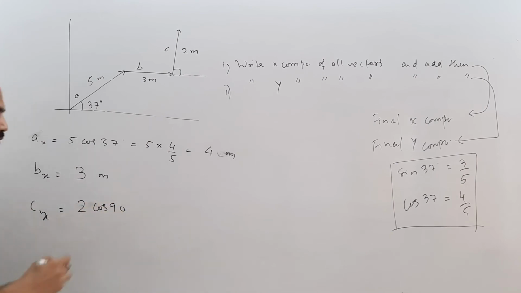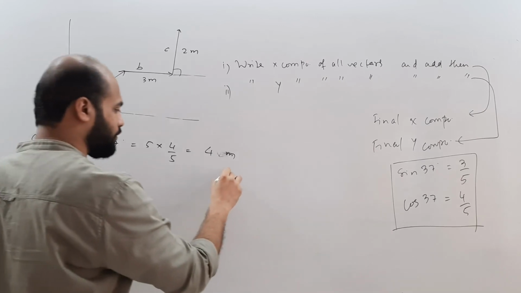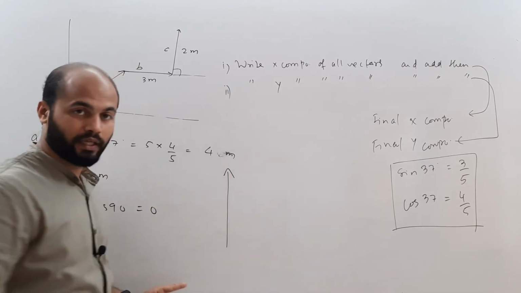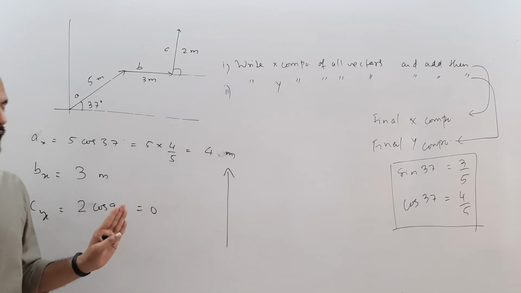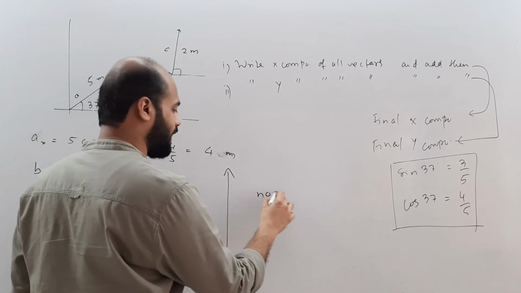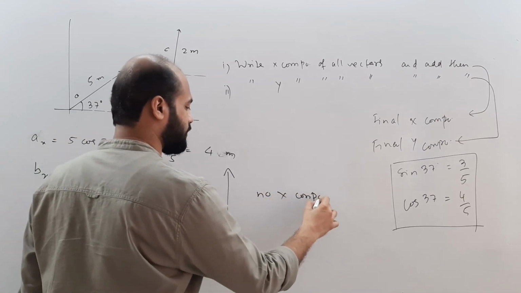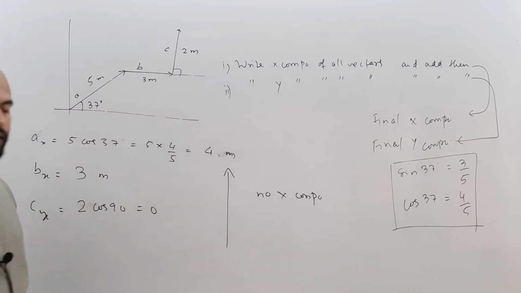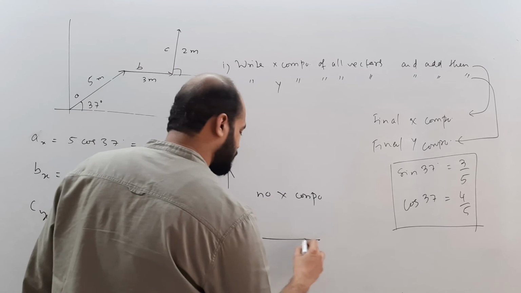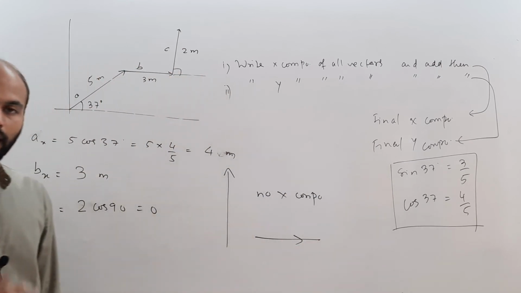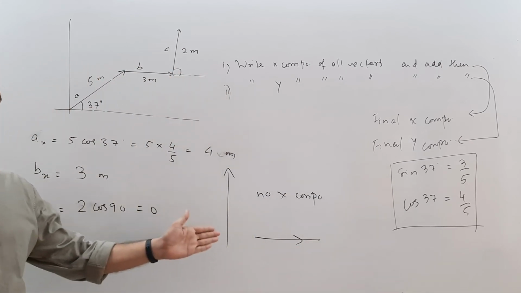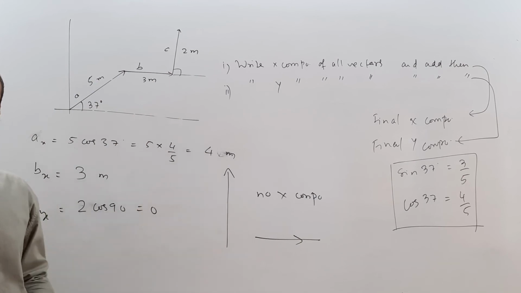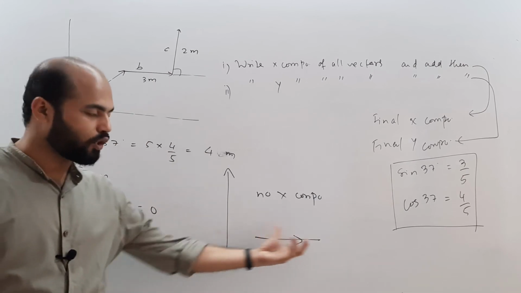Cos 90 is 0. So anytime a vector is totally vertical, that is along y-axis, there is no x component for it, because the entire vector is along y-axis. If a vector is along x-axis, it won't have any vertical component or y component. So the entire vector is along x-axis.